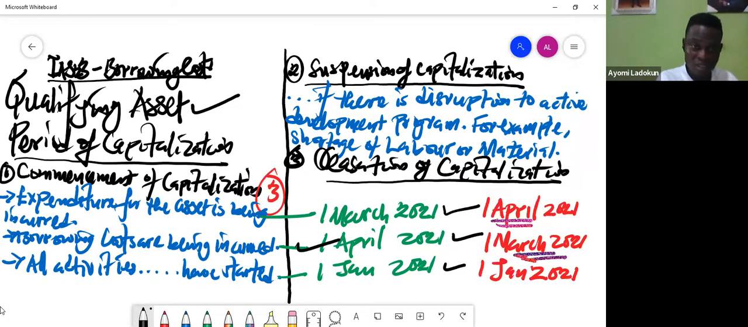Any question for me? I'll go back to the slide and show you some questions around here. Then I'll come back here and explain two more things: specific borrowing and general borrowing, and what you do around there. Then I'll go and solve one bigger question, and then we'll say bye-bye to IAS 23, borrowing costs. Any question for me?